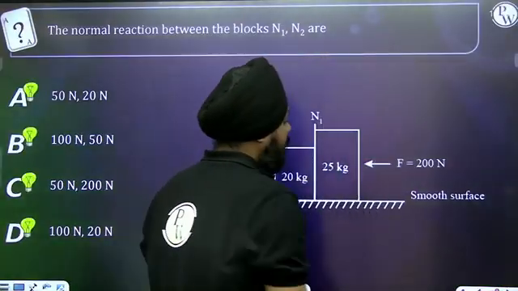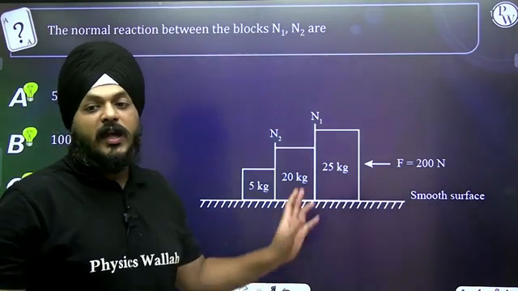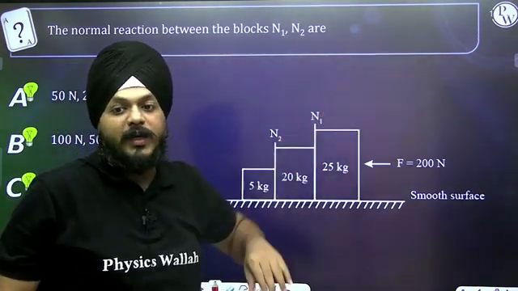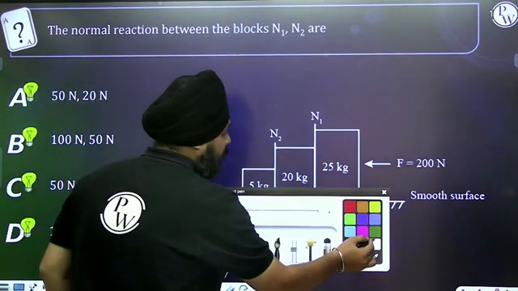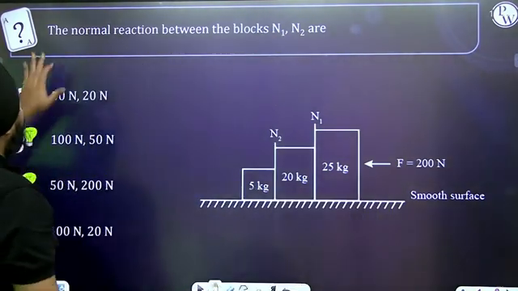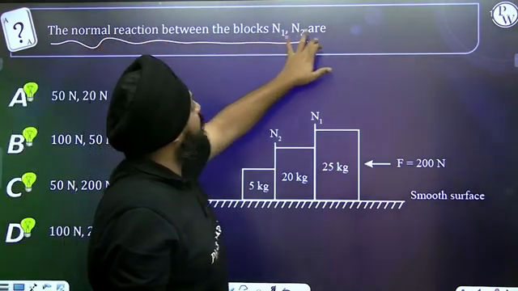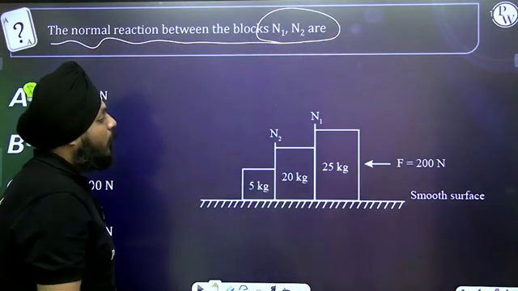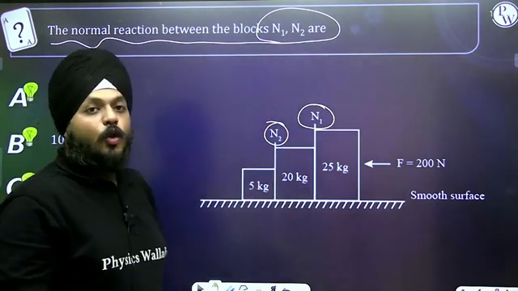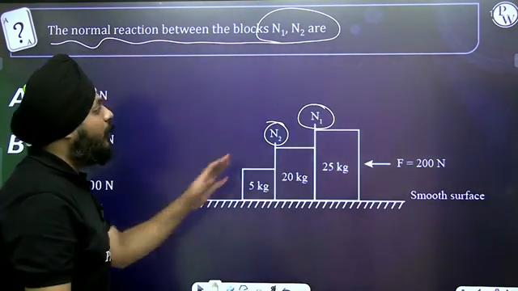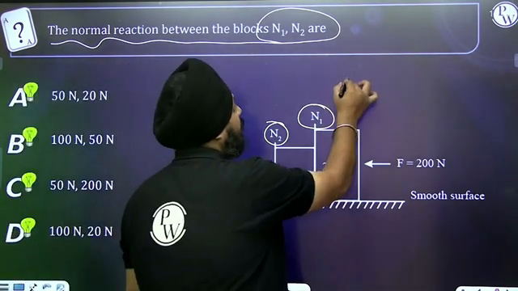First, let's solve this ordinary sum of the normal reaction, and then we are going to solve the FBD part. First, it was important to discuss the FBD with you all. See now, this is the normal reaction between the blocks, N1 and N2. First of all, we are going to draw the FBD for it.